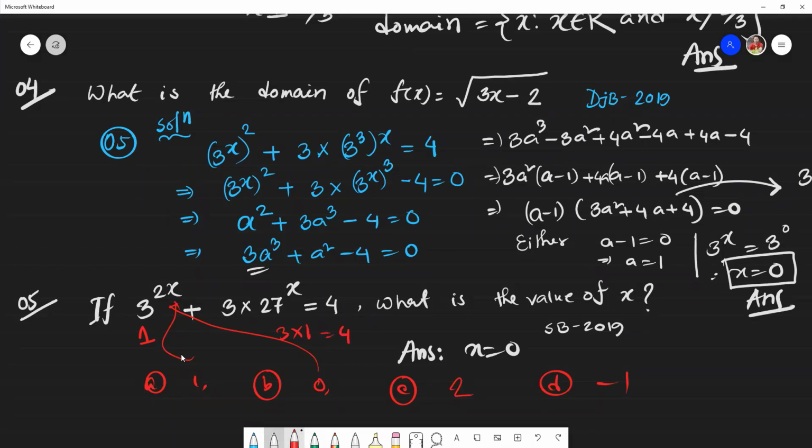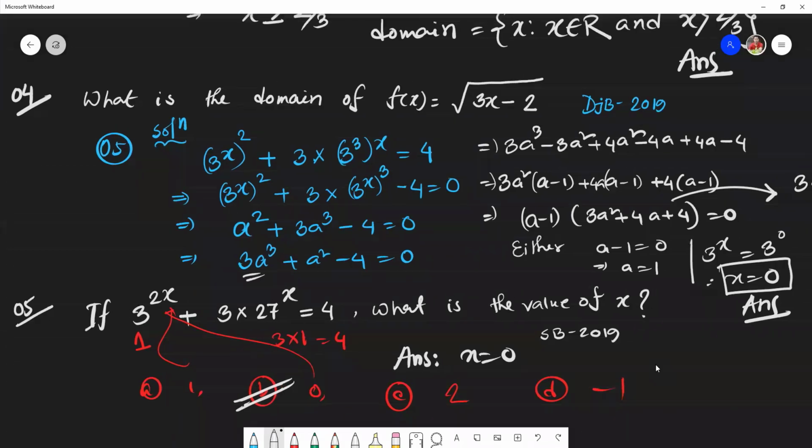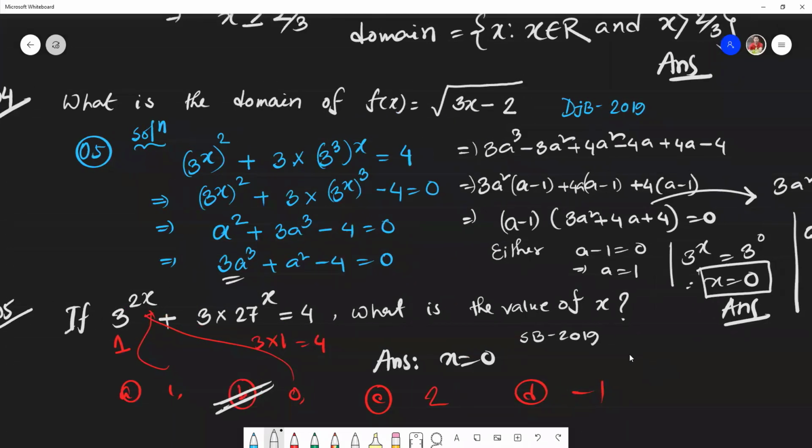Directly by applying value from the option, you can justify for which value of x the left side and right side will be the same. That's why the answer is 0. So without doing maths, from the option, putting the value of x in the left side and right side, easily you can identify the value. Is it clear to you all? But in the CQ part, we have to answer in this format.